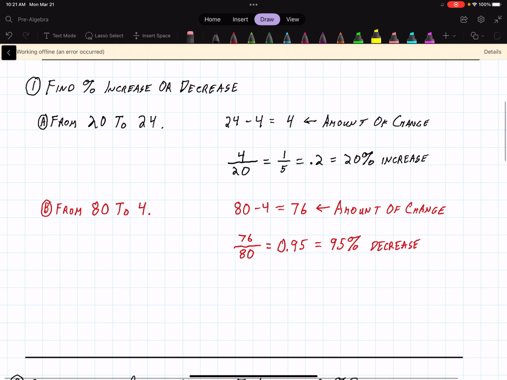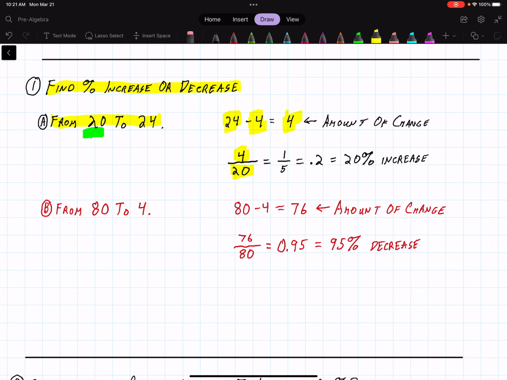So how do we use that? What if we're given a problem that says find the percent increase or decrease of a situation? And here's our first situation. We're starting from 20 to 24. So first you find the amount of the change. You take the big number minus the small number and you get 4. 24 minus 20 is 4. And then you put that 4 over top the original amount. Well, which one of these two is the original amount? It's always the one that you started from. Okay, so they started from 20 and they went to 24.